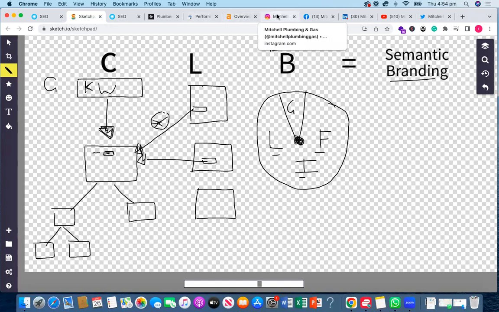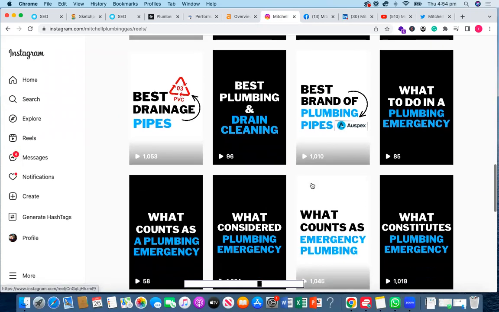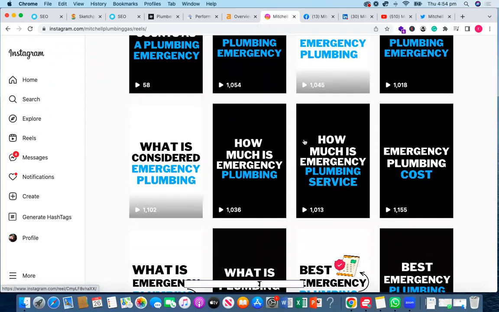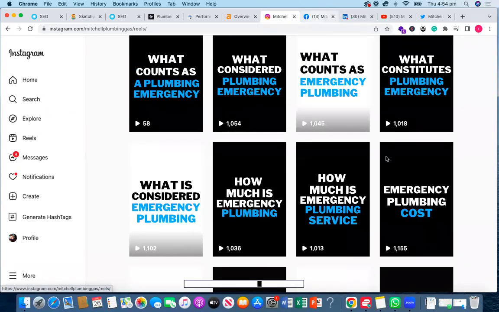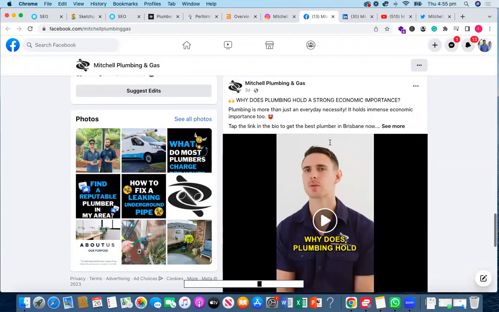semantic branding process. So as you can see here, we're posting pretty much daily. Some of his posts are getting around 1,000 impressions every day, and this is all organic. There's no paid structure behind this. Again, with his Facebook, we did the same thing, and you can see again.